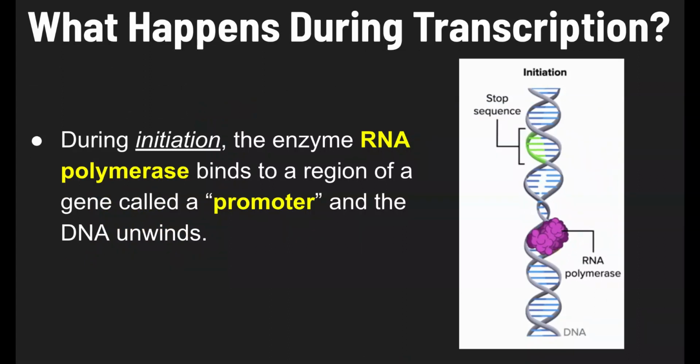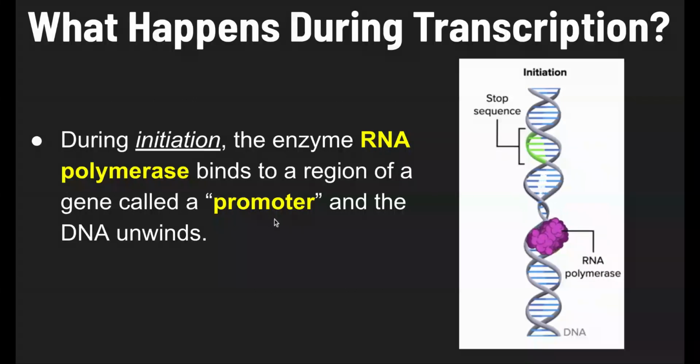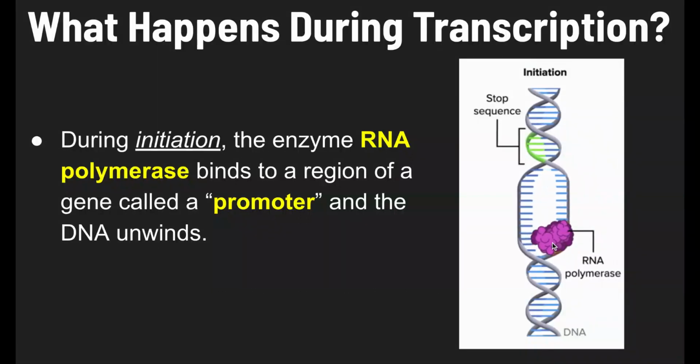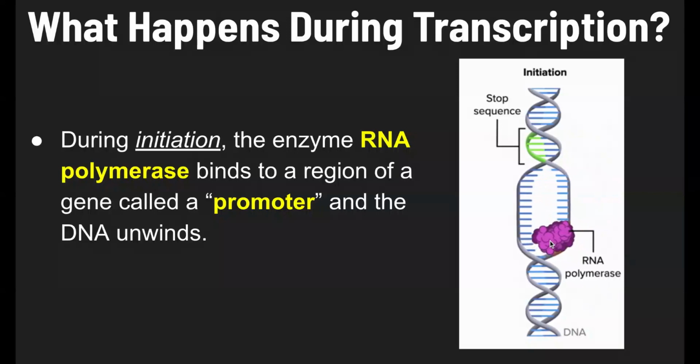Okay, so what happens during initiation? Well, during initiation, the enzyme called RNA polymerase binds to a region of the gene that's called a promoter, and then the DNA unwinds. So in this picture, you can see RNA polymerase is this purple blob here. It's going to bind to a specific region of the DNA called the promoter, and then the DNA is going to unwind. So that's what happens during initiation.